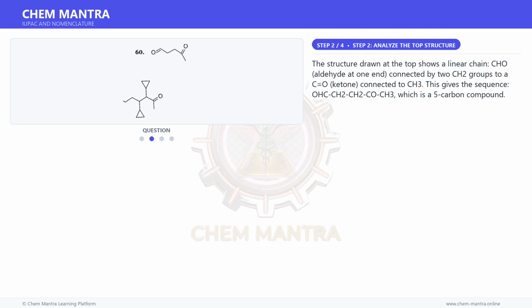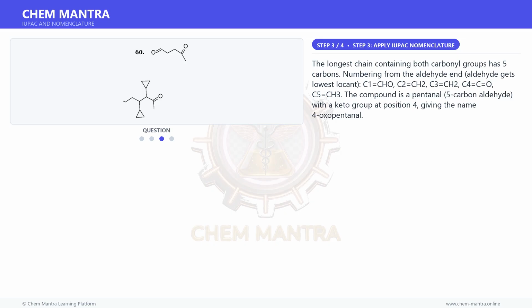The structure drawn at the top shows a linear chain, CHO, an aldehyde at one end, connected by two CH2 groups to a C=O, a ketone, connected to CH3. This gives the sequence OHC, CH2, CH2, C=O, CH3, which is a 5-carbon compound. Moving on to the next step.